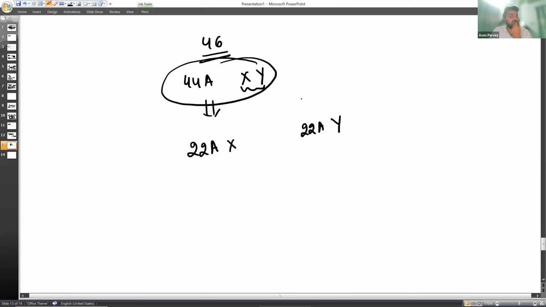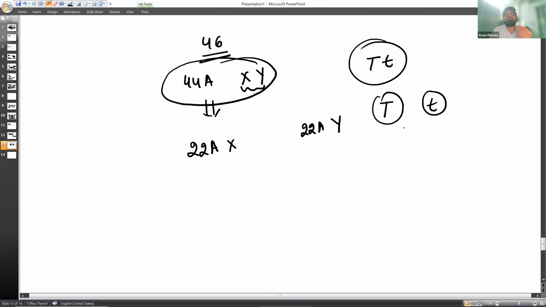That during the time of gamete formation, for example, if this is a heterozygous condition, then when the gamete formation of this is taking place, each gamete will receive either this or this. There is no gamete which is going to have both the genes. Got it?